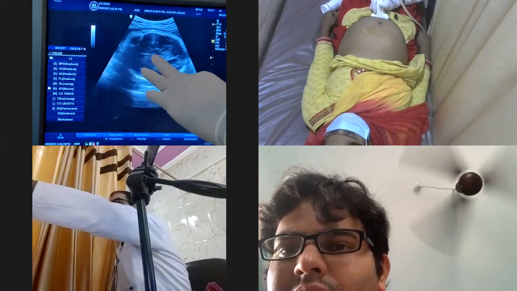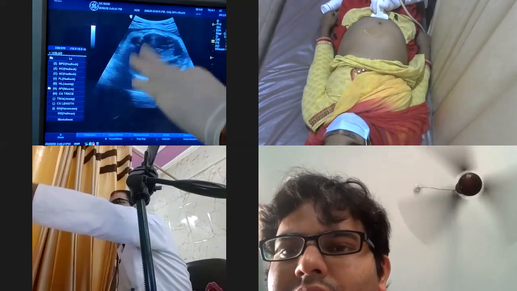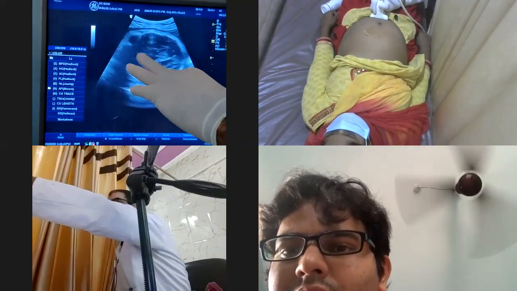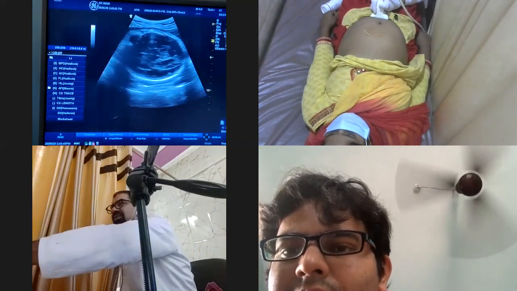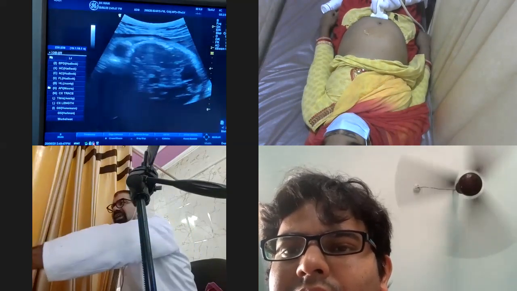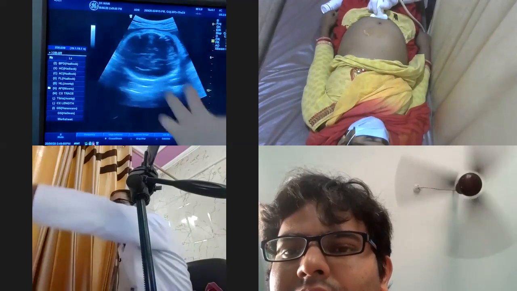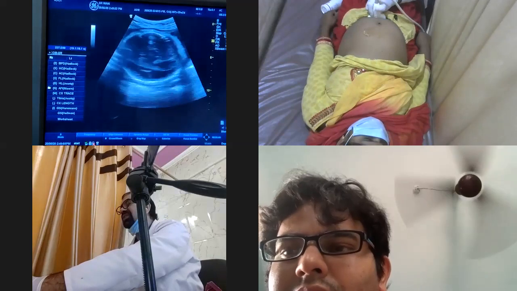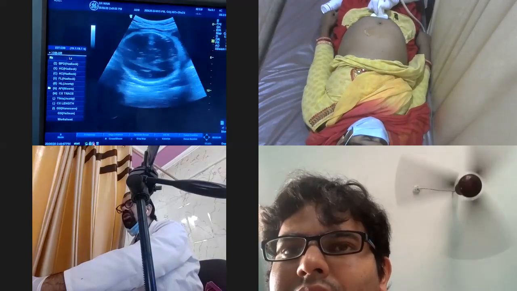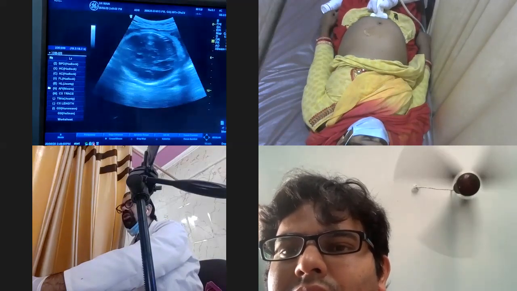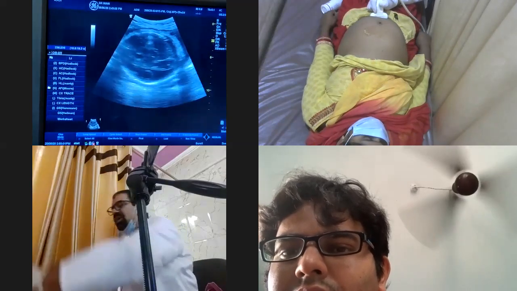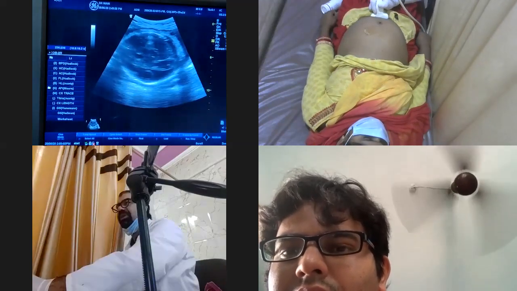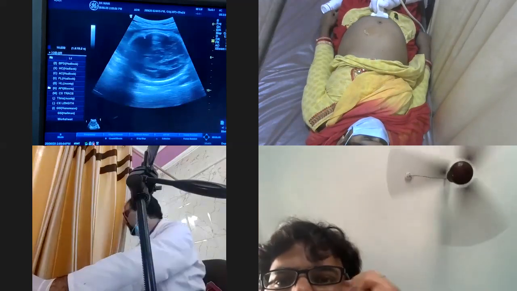So now again, I'm repeating the same. I'm taking the BPD. How will I be taking the BPD? First of all, I will look for the cavum septum pellucidum, and the section should be the axial one. Whenever I am in the axial section, then only I can see the cavum septum pellucidum. So this is how we are taking the BPD.